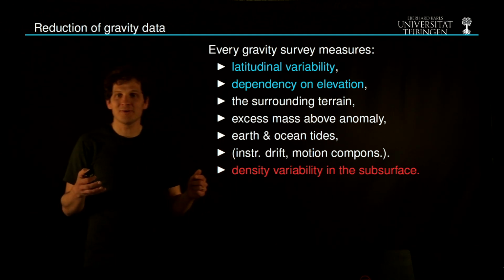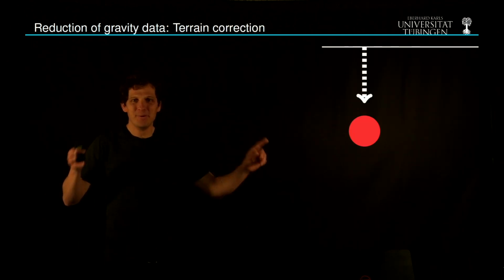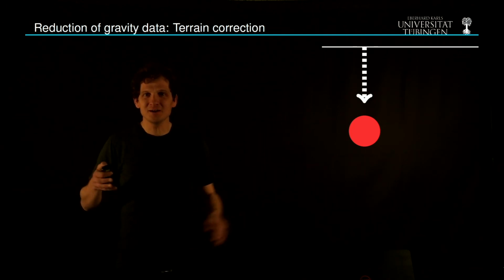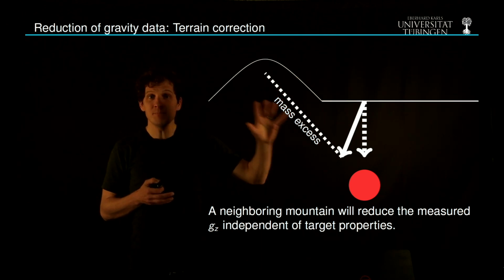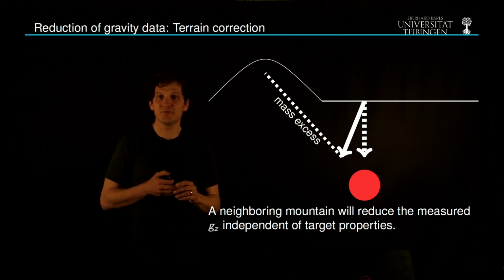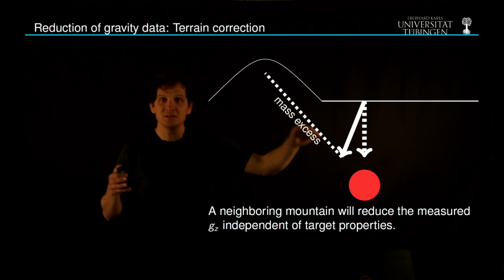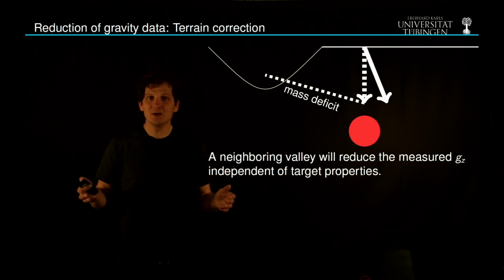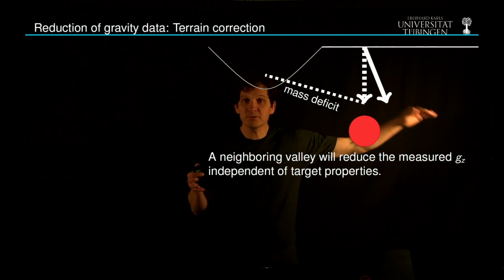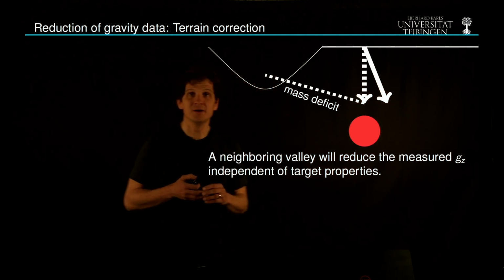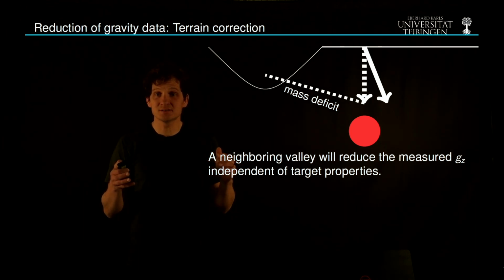And then the next correction will include the surrounding terrain. And to our big disappointment, the Earth is not entirely flat, but occasionally exhibits some topography. And a mountain that is located somewhere in the vicinity of our subsurface target will reduce the gravity reading because of the gravitational pull into this direction. And having a valley nearby doesn't improve things at all, because this will have the same effect just in the opposite direction, because now the landscape over here exerts a net gravitational pull which changes your gravimeter readings on site.